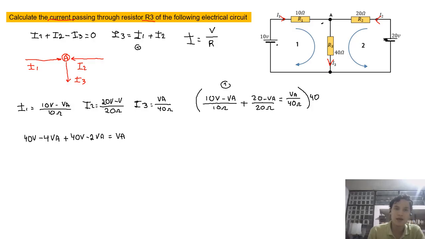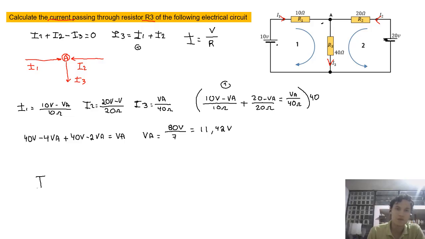Alright, so we have that voltage A will be equal to 80 volts over 7, and that is equal to 11.42 volts. And we can substitute this value in the equation of current 3.